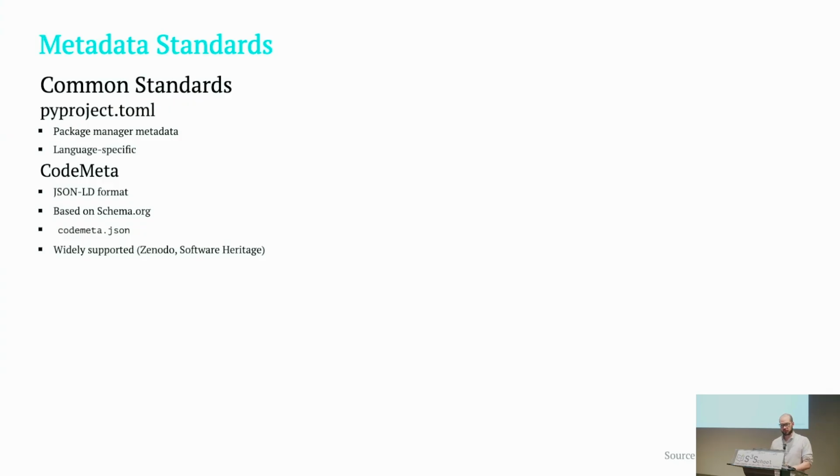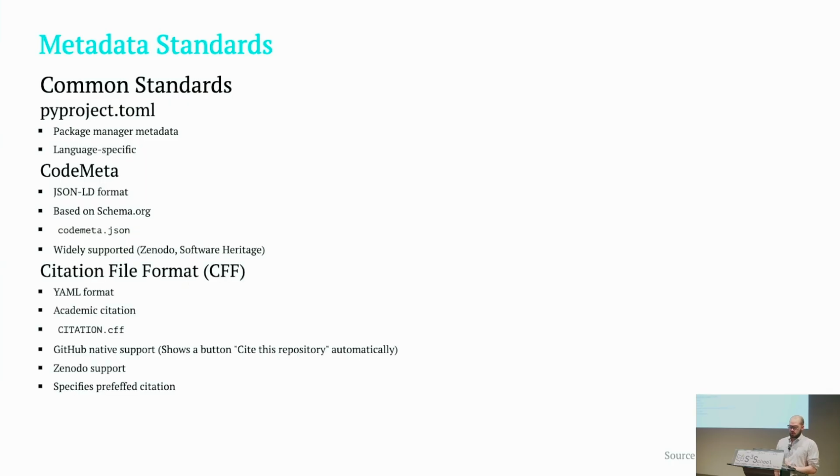We have two other formats that are not specific to any language and good for software. The first one is CodeMeta. So it's a JSON-LD format based on schema.org. Schema.org is a very big schema used on the web for anything. So here they derive from schema.org a specification for software. It's a simple codemeta.json file that you can add to your repo, and it's now widely supported, especially by Zenodo and Software Heritage.